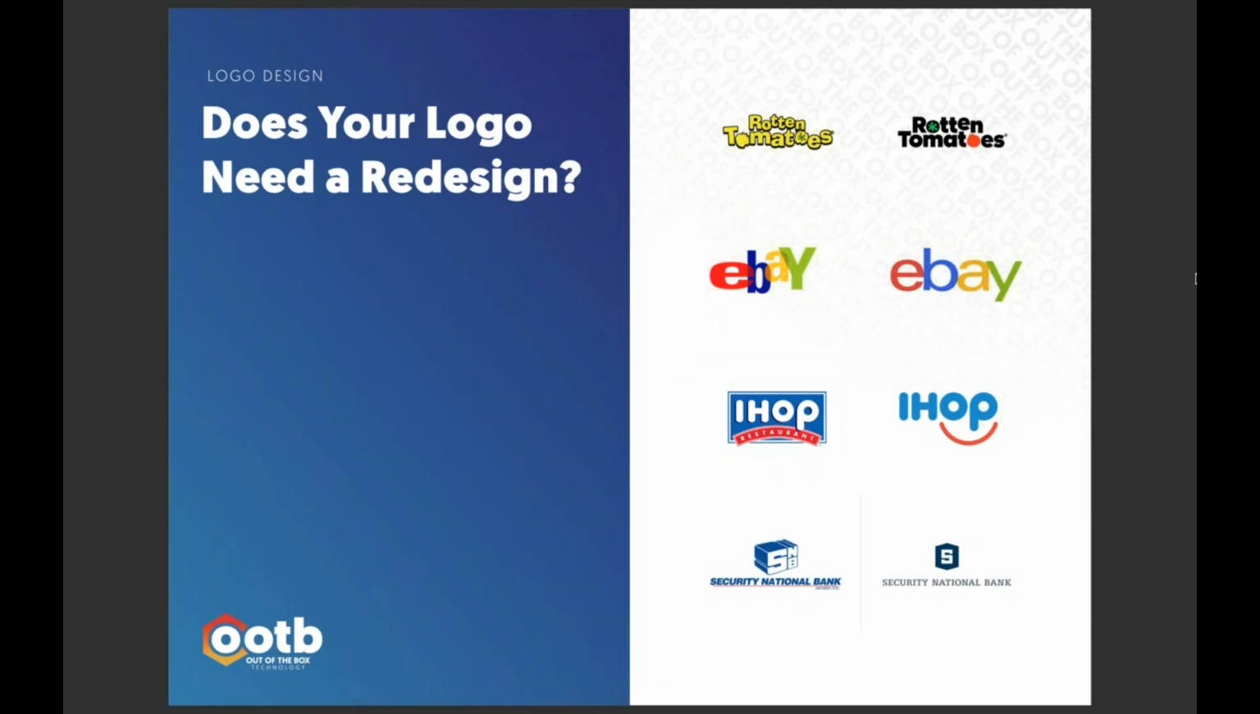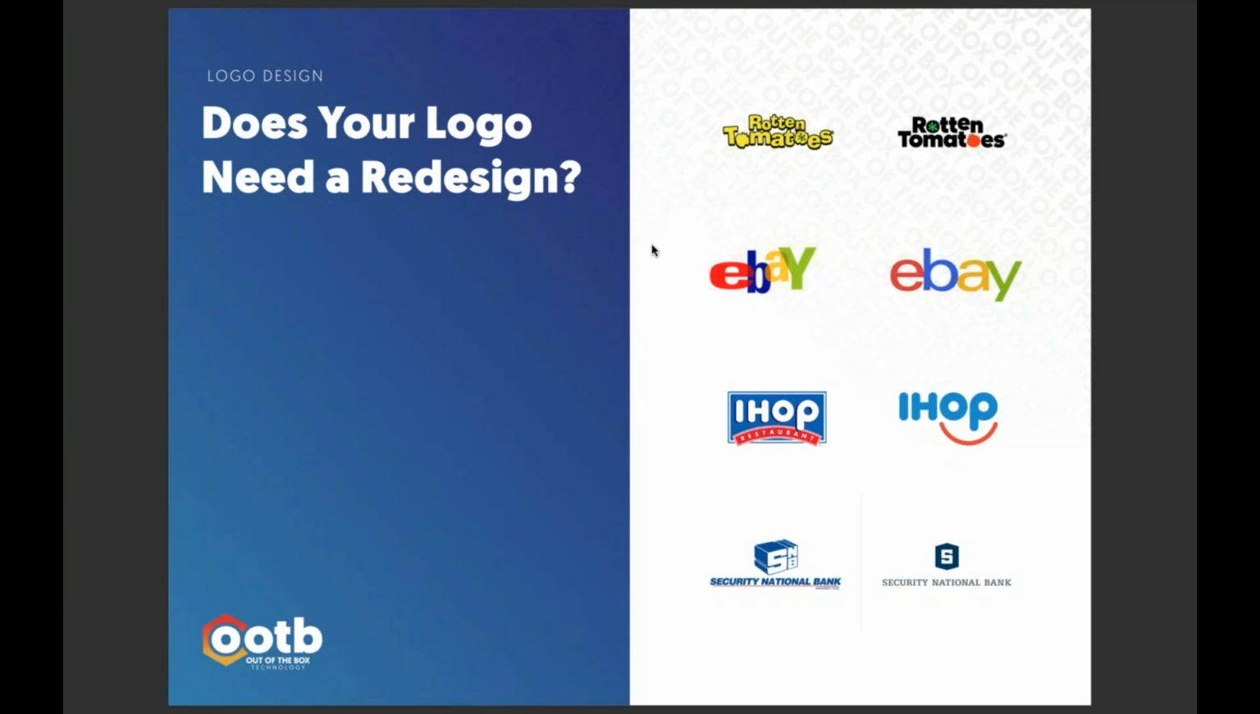So does your logo need a redesign? I put some pretty popular logo redesigns on the right there, and you can kind of see where they evolved their logo. And the reason why I put these there is kind of to start thinking about, well, you might think your logo is fine, like you're happy with it, you don't think it needs to change, there's nothing wrong with it. Well, if a company as big as like eBay here, like we can all look at this and say, well, that's not a huge change to their logo.